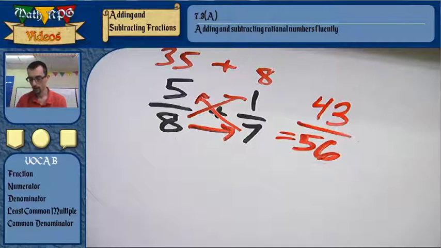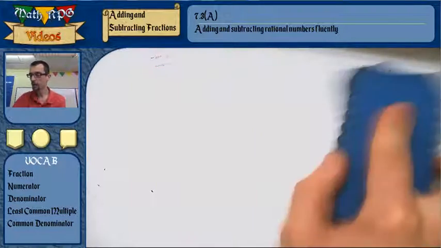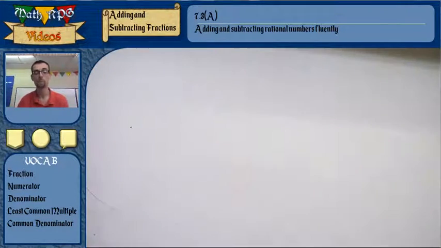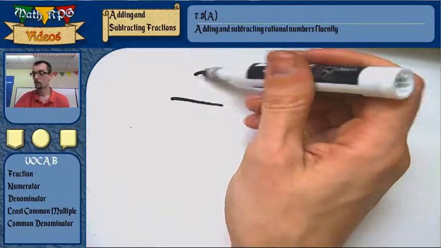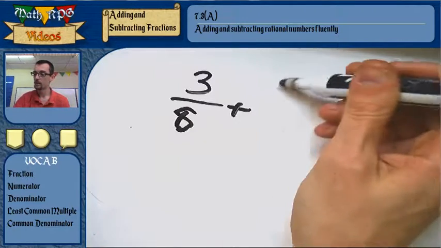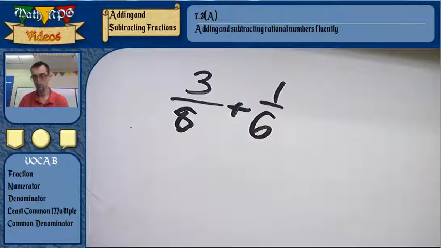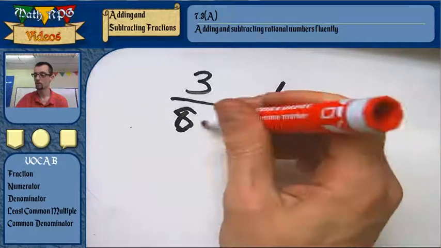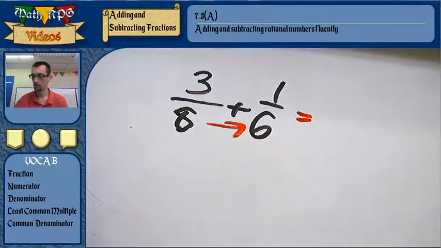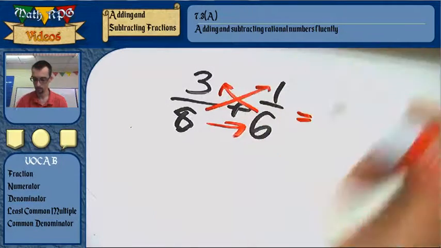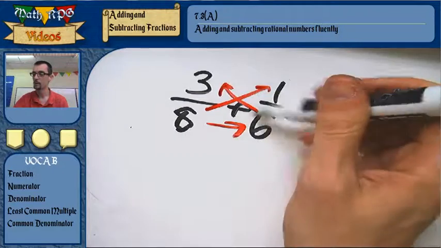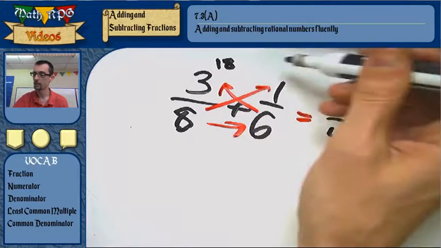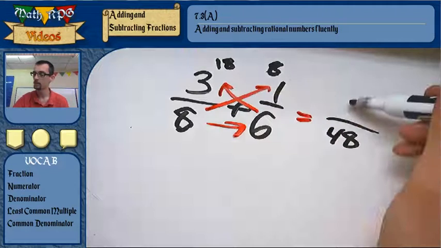All right, so let's take a look at a number where if you multiply straight across the denominators, it won't be simplified because it's not the least common multiple. So let's try 3/8 plus 1/6. Okay, so if I do my straight across and then my diagonals, on the bottom I'll have 8 times 6. And I'll have 6 times 3 up here, so that's 18. 8 times 1 is up here, 8.